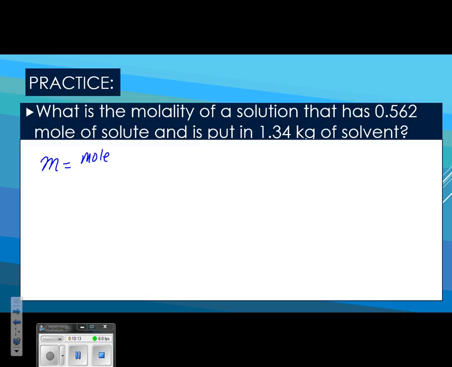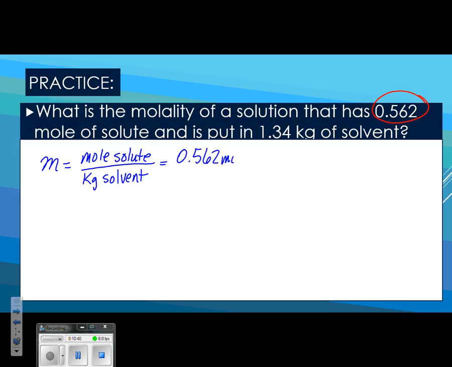Moles of solute. Stay with me, guys. I know it's hard in the morning and it's a Friday. Over kilograms of solvent. Thank you. I just had one of those moments of death. All right, so let's look at what we've got here. We have this. What's that? Where does that go? Top or bottom on my equation? Top. It's the moles.